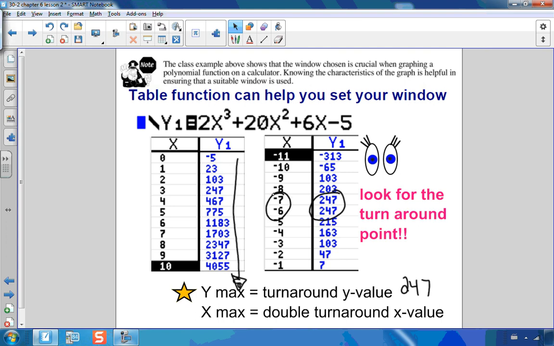So see here how it's happening at -7 and -6. I know that my x, I have to go all the way down. Now because this is a minimum, it's a negative, I'm going to say my x minimum value here has to be double the turnaround value, which in this case here would be -14. So I need to make sure that my window setting goes all the way up for y to have a maximum at 247, and all the way down for x to be at -14.